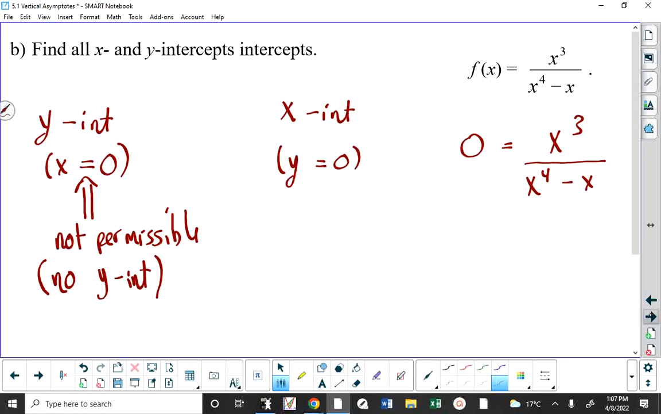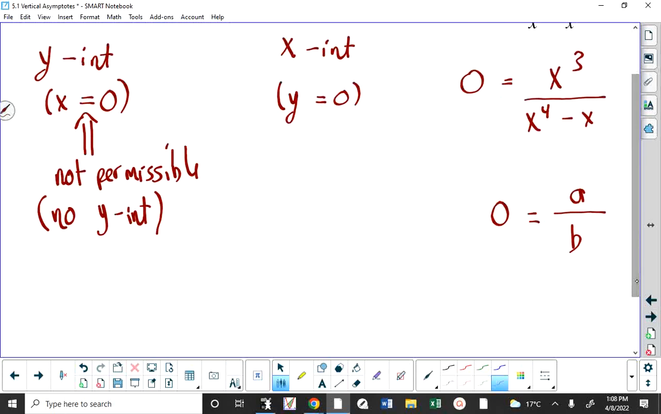And I know that you could cross multiply, but I think that's a mistake. What you want to say here is that the only way a fraction can be equal to 0 is if the top of the fraction is equal to 0. If I have a fraction a over b, and I say it's equal to 0, then the fact of the matter is a has to be 0. You cannot get 0 for a fraction unless the numerator is 0.